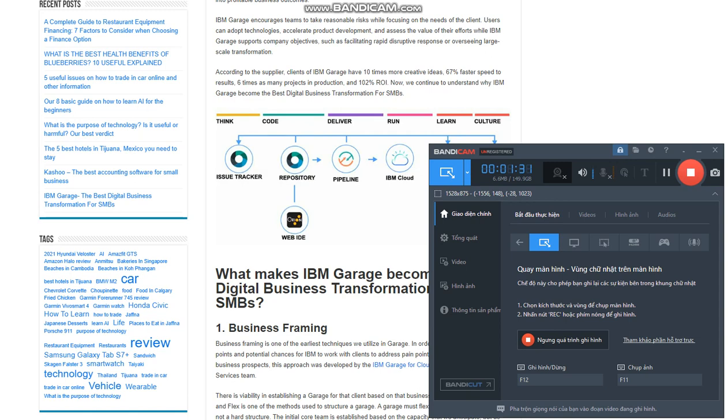IBM Garage encourages teams to take reasonable risks while focusing on the needs of the client. Users can adopt technologies, accelerate product development, and assess the value of their efforts while IBM Garage supports company objectives, such as facilitating rapid disruptive response or overseeing large-scale transformation. According to the supplier, clients of IBM Garage have 10 times more creative ideas, 67% faster speed to results, 6 times as many projects in production, and 102% ROI.